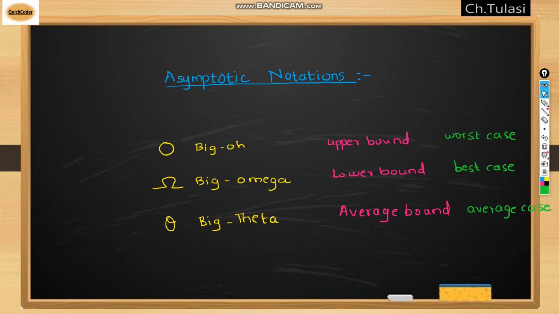In this video we will take some examples and analyze them using asymptotic analysis, and we have three cases: worst case, best case, and average case. We have big O notation, big omega notation, and big theta notation, which are usually like upper bound, lower bound, and average bound. We will see all these types in this video.